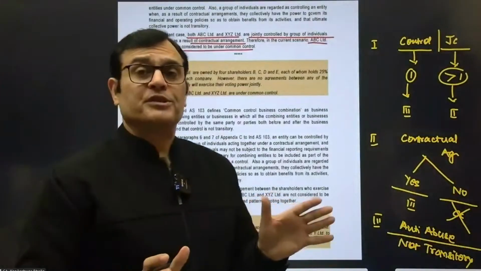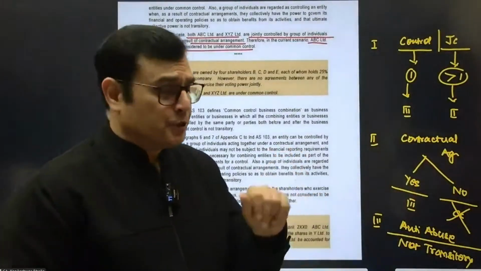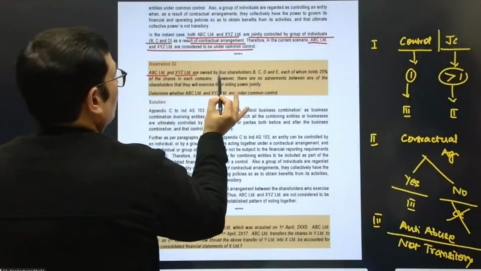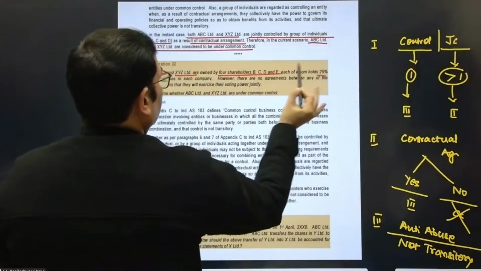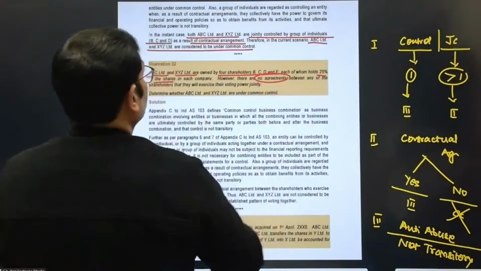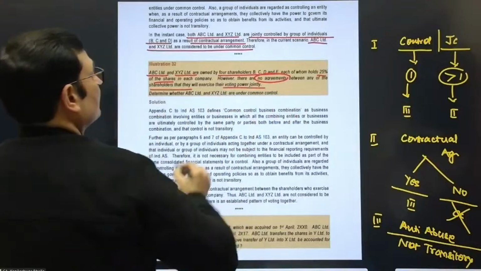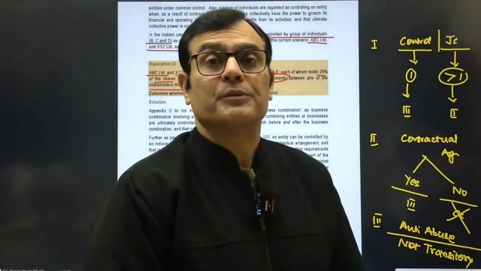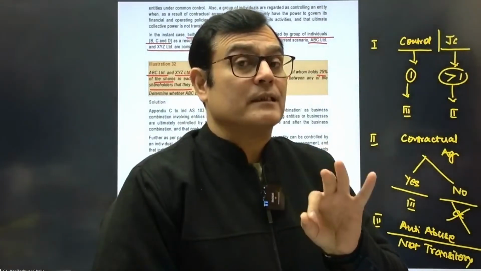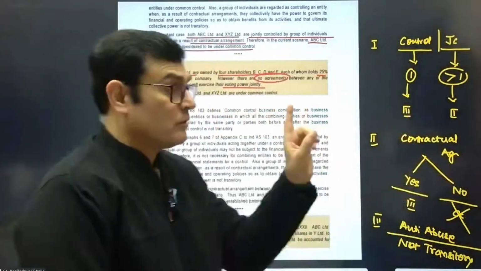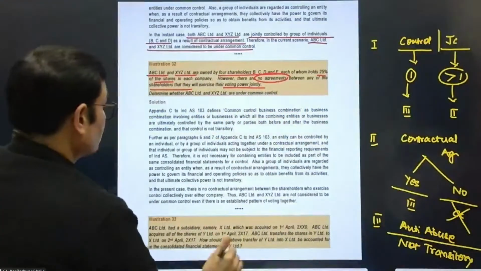Same example, which is illustration 31, with a variation now. It says ABC and XYZ are owned by 4 shareholders with 25% shares each, same one. There is no agreement between any of the shareholders that they will exercise the power jointly. It cannot be a common control because it fails my step number 2. Because if there is an agreement, then there is a joint control. If there is no agreement, there is no common control. I'm just reading the inputs.